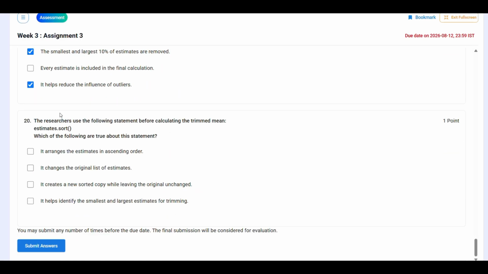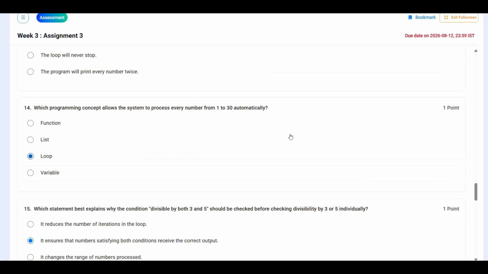Then the last question is the 20th. The researchers used the following statement before calculating the trimmed mean estimate: sort. Which of the following are true about this statement? First, it arranged the estimates in ascending order. Second, it changed the original list of estimates. Fourth, it helps identify the smallest and largest estimates for trimming. So these answers are correct.